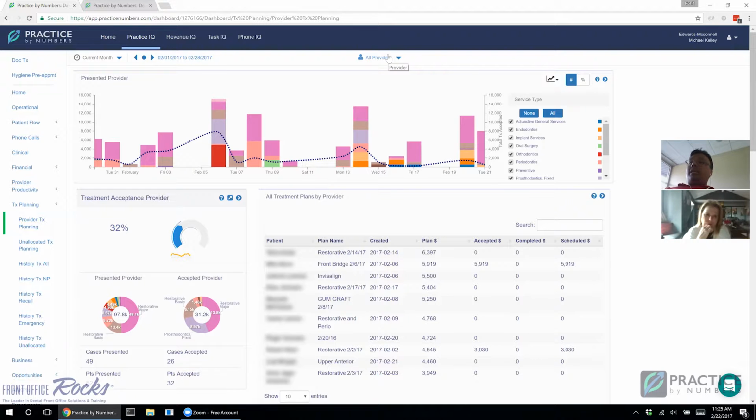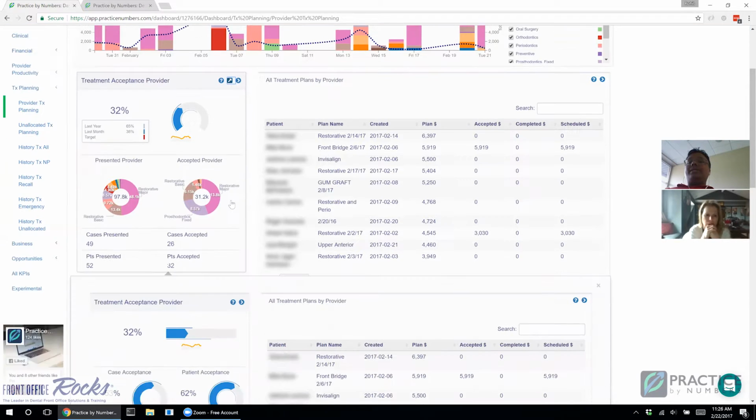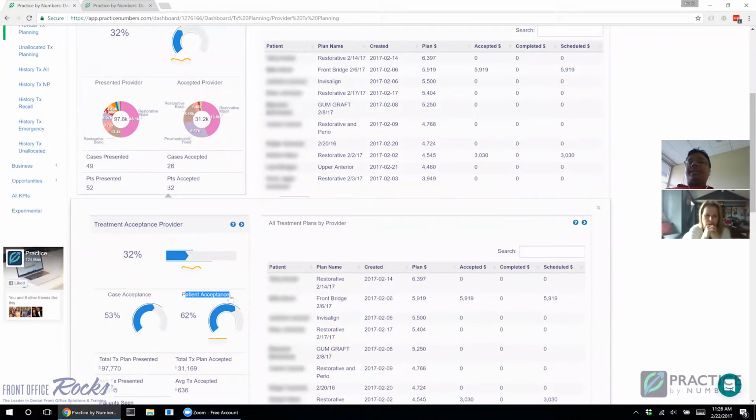Say it in different words, if $100,000 was presented on 10 patients, and each patient scheduled $1,000 out of that. So in that case, the treatment acceptance would be 10,000 out of 100,000. So it will be 10%. Okay. But how many patients accepted? 10 out of 10. In that case, if I want to look at the details, the patient acceptance in that case would be at 100%.